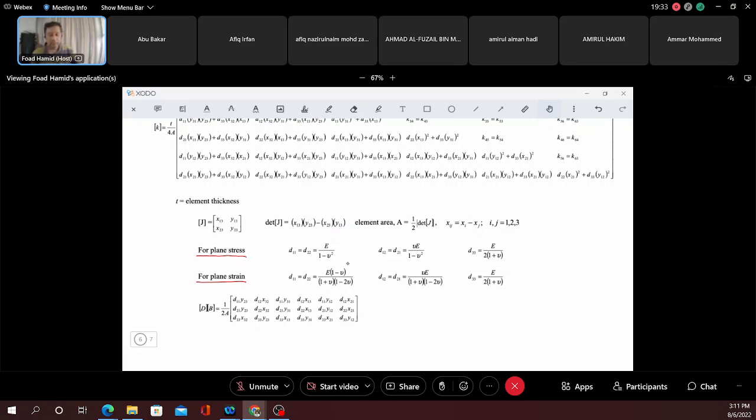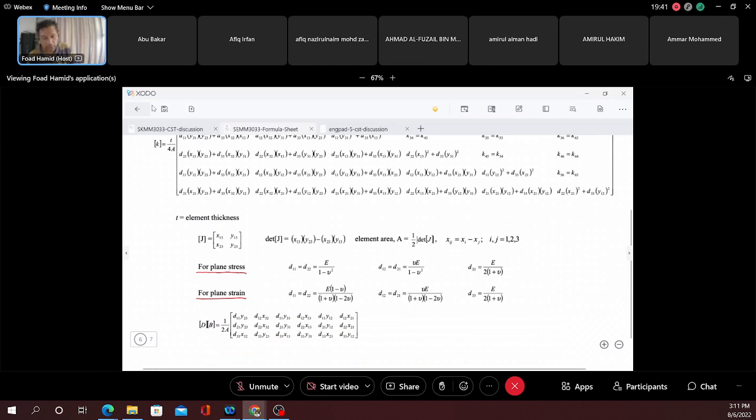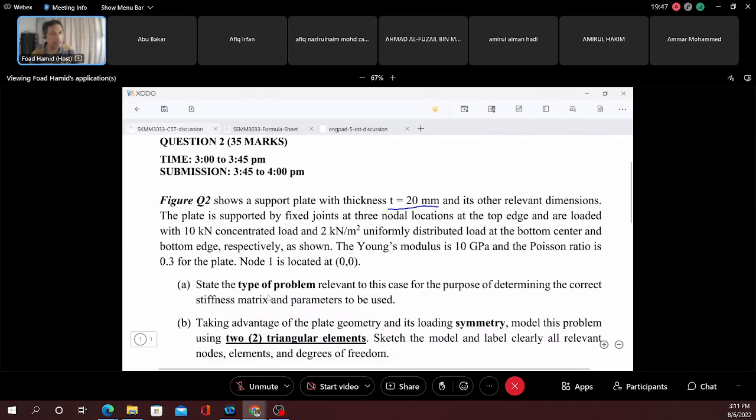So in this case, what does the question ask for? Okay, state the type of problem relevant to this case. We know that this is a CST problem, but is it plane stress or is it plane strain? Which one?